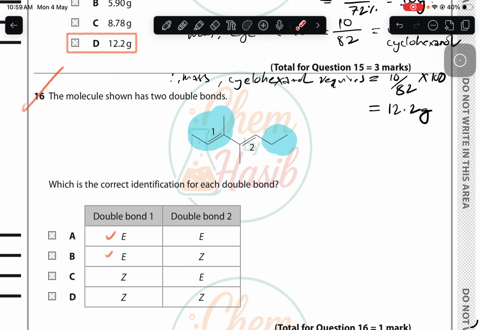Again, here around double bond number 2, there are two different groups on the opposite sides of the double bond, right? Since these are on the opposite sides of the double bond, it's also an E isomer. So definitely the answer to this question is A. A is the answer.